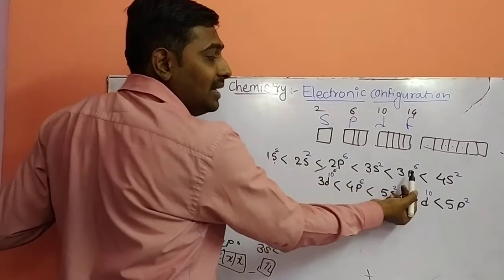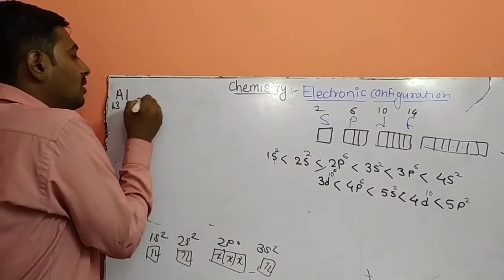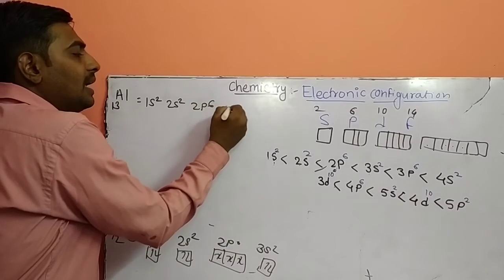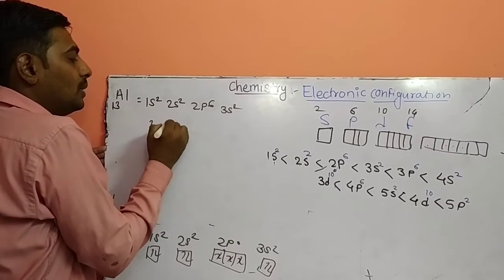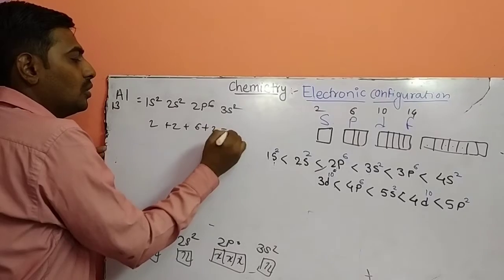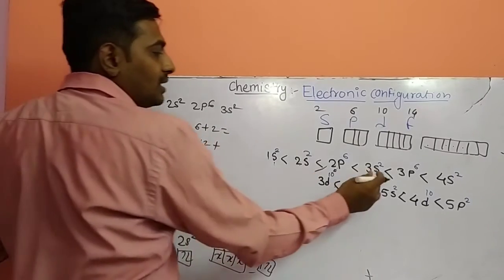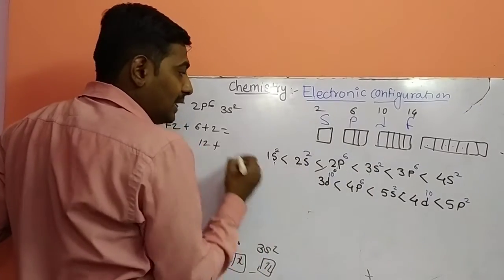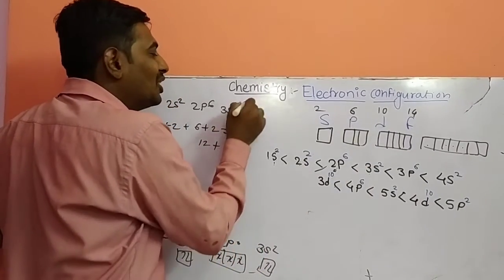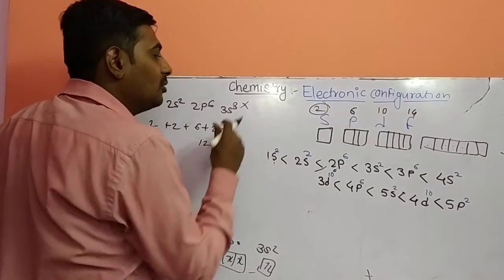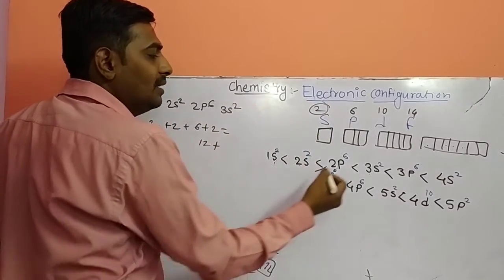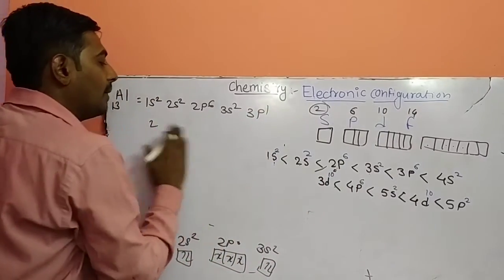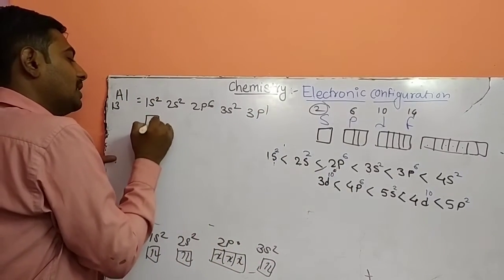Then the next electron enters in the 3p orbital. It means 1s2 2s2 2p6 3s2, 2 plus 2 plus 6 plus 2, how many? 12. Next electron enters in which orbital? Can we enter a third electron in s? No, because the s orbital has only 2 electron capacity. So the next electron enters in the 3p orbital, 3p1. The orbital representation should be like this.